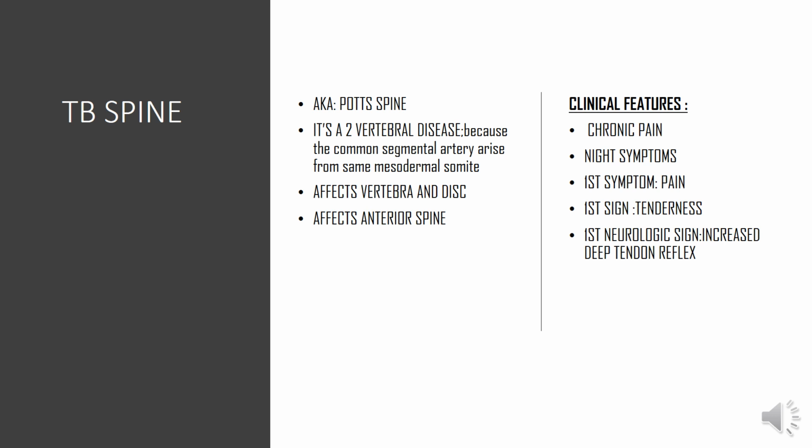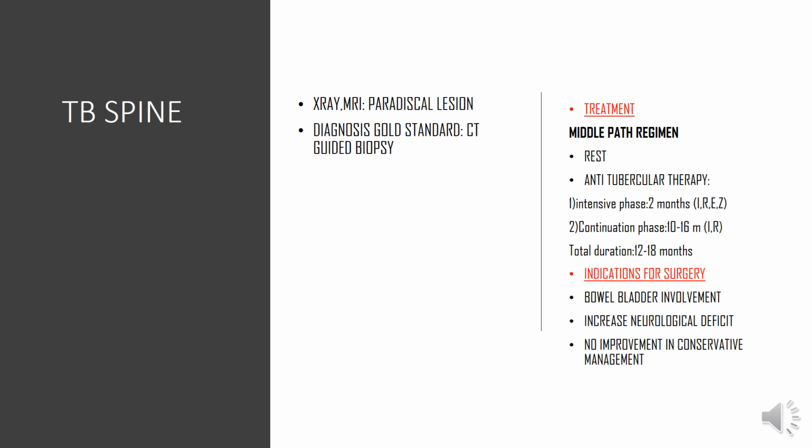The clinical features of TB spine are chronic pain, nocturnal symptoms. The first symptom is pain, first sign is tenderness, and first neurological sign is increased deep tendon reflexes. In X ray or MRI, we can see paradiscal lesion. The gold standard for diagnosis of TB spine is CT guided biopsy.